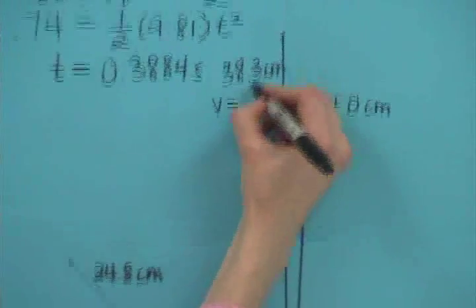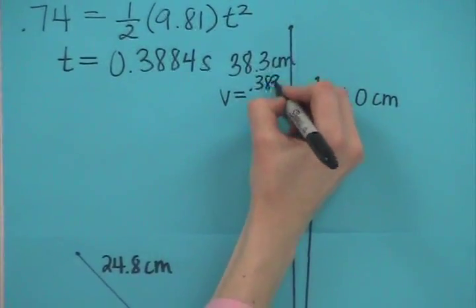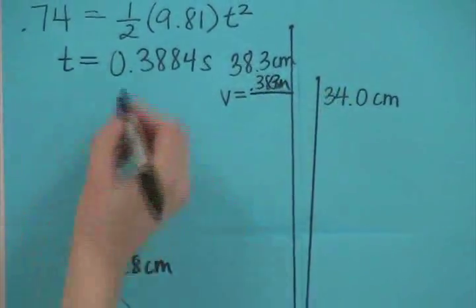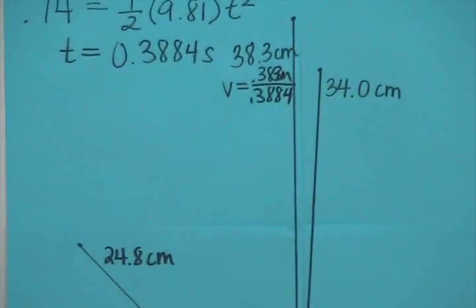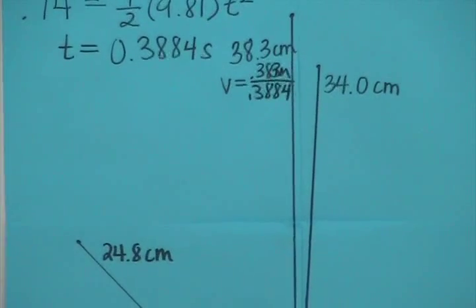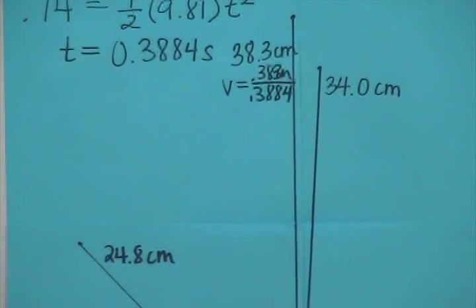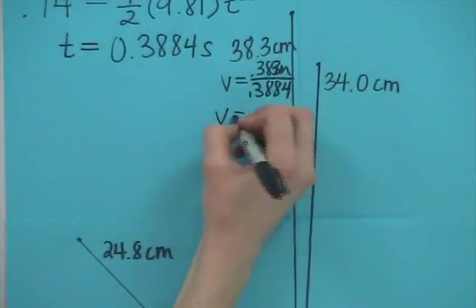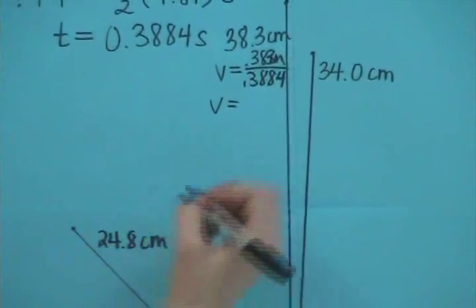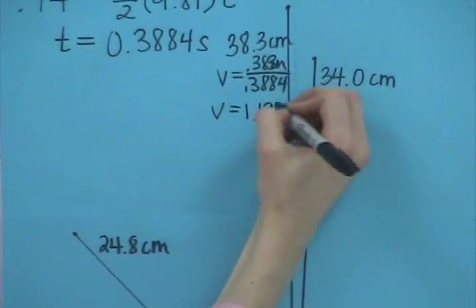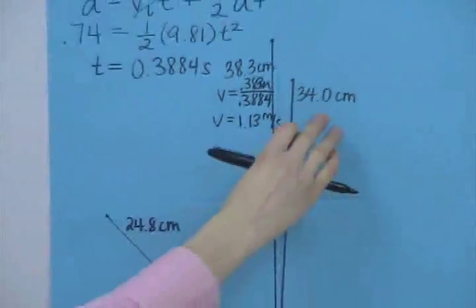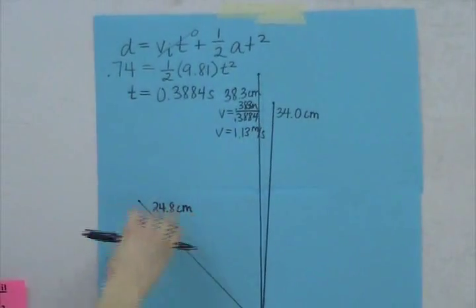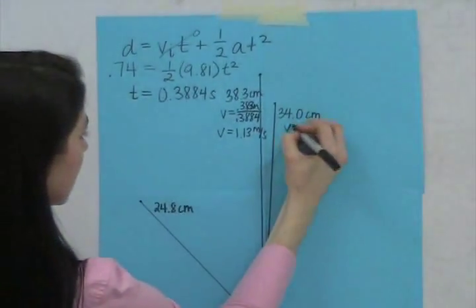So we'll have 0.383 meters divided by our time of 0.3884 seconds. And when we do that, we get a speed of 1.13 meters per second. Doing the same thing for this ball and this ball will give us those velocities.